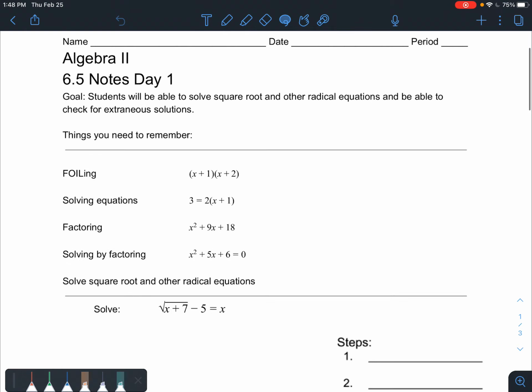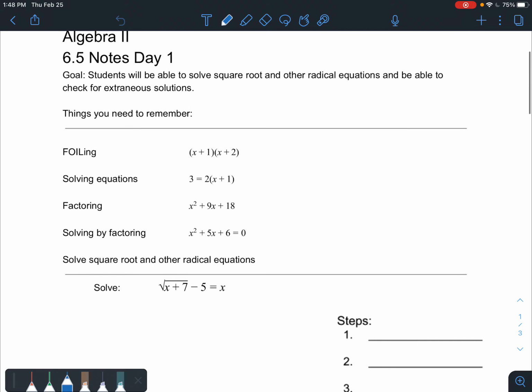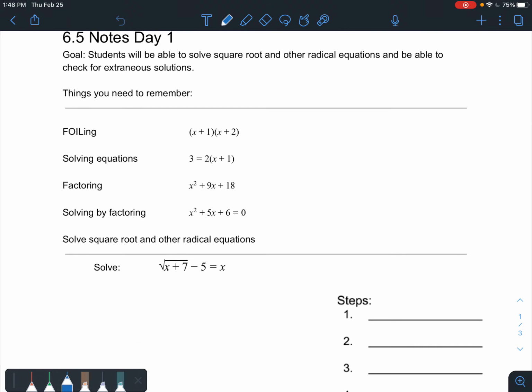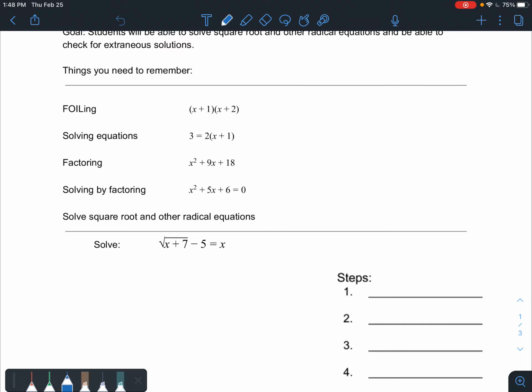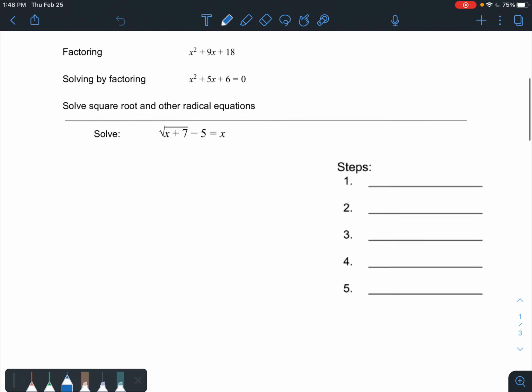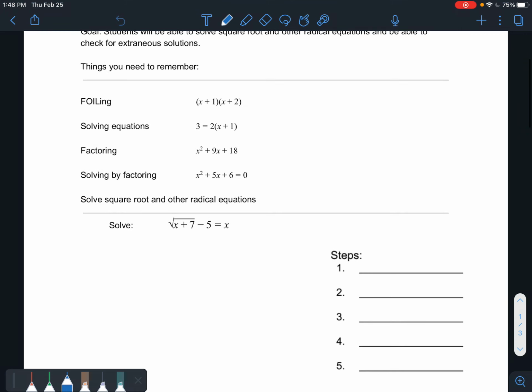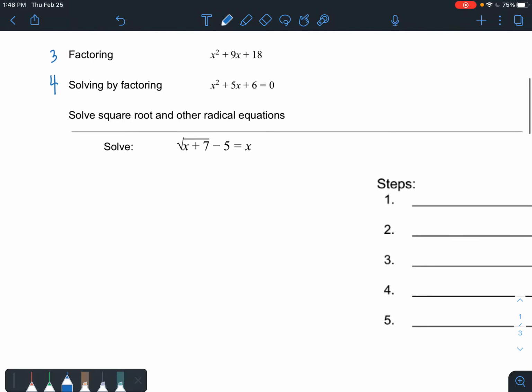So here's some things you need to remember. You need to remember how to FOIL. You need to know how to solve equations, how to factor, and how to solve by factoring. You can run through problems like that in the Math Excel that's assigned. We're going to do some problems focusing on these four things, because each of them is a part of solving square root and radical equations.